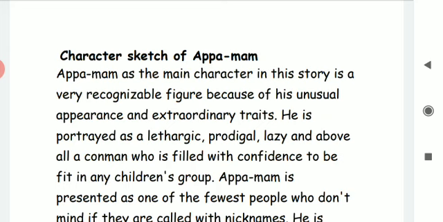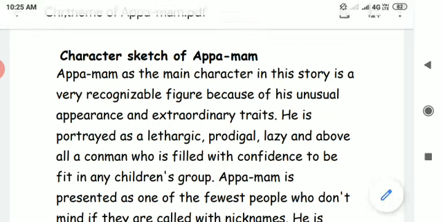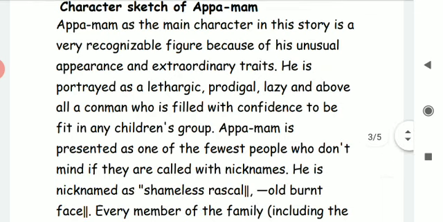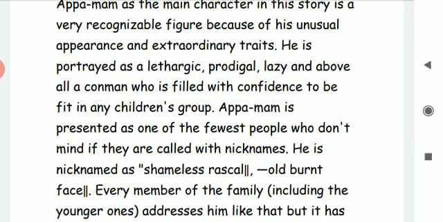Appa-Mam is that type of character who is very lethargic. He is sitting simply on a comfortable chair, smoking a beedi and, at the same time, reading a newspaper, etc. And he is considered to be a prodigal and extravagant character, very lazy, and a cheat. A con man is a person who is involved in cheating others, who is filled with confidence to be fit in any children's group. Appa-Mam is presented as one of the few people who do not mind if they are called by nicknames.